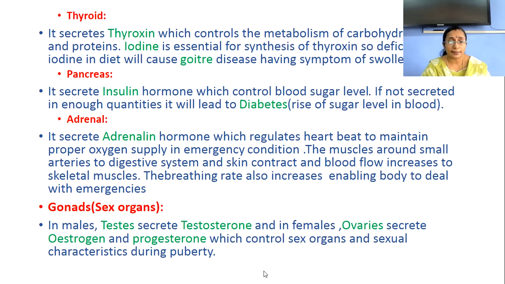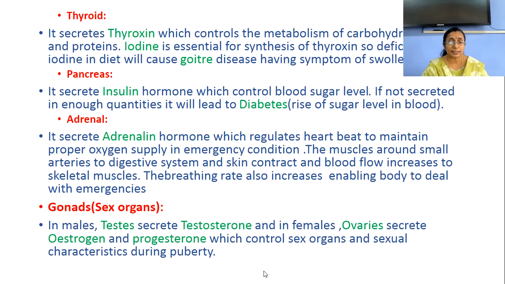Now finally, another set of endocrine glands are the gonads. Gonads are nothing but the sex organs, the testes and the ovaries. Their main function is to produce the gametes, that is the sperm and the ovum. But in addition to producing these germ cells or gametes, they also have endocrine function.